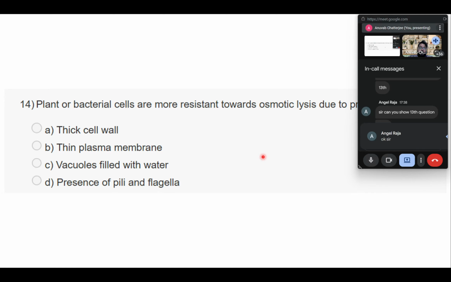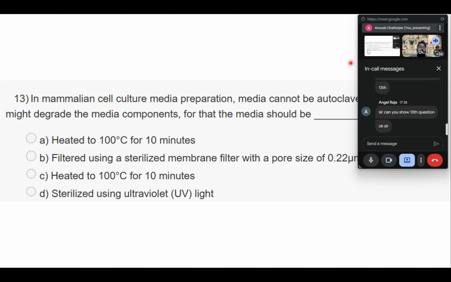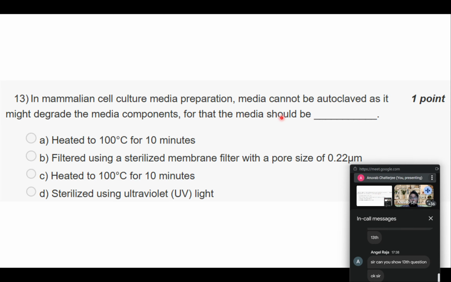The plant and bacterial cells are more resistant towards osmotic lysis due to the presence of a thick cell wall. Now the 13th question. In mammalian cell culture media preparation, media cannot be autoclaved as it might degrade the media components. For that, the media should be blank. Since in mammalian cultures we use a lot of nutrients and serum, if you heat them up, they will all degrade, so use something else. What is it that you use? A: heated to 100 degrees for 10 minutes. B: filtered using sterilized membrane filters with a pore size of 0.22 microns. C: heated to 100 degrees Celsius for 10 minutes and sterilized using ultraviolet light.